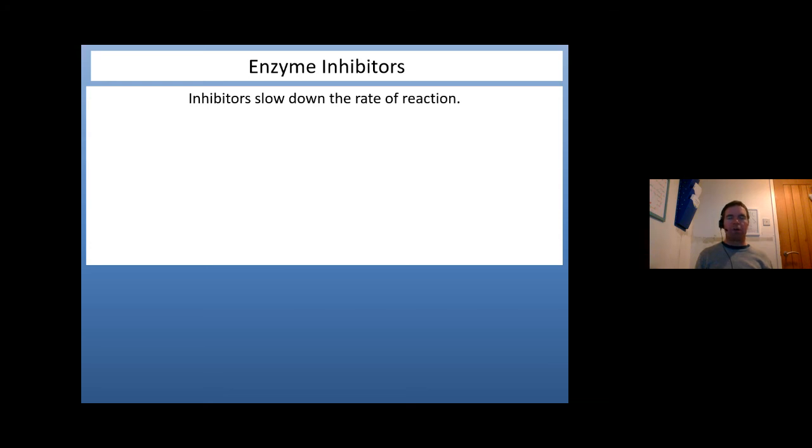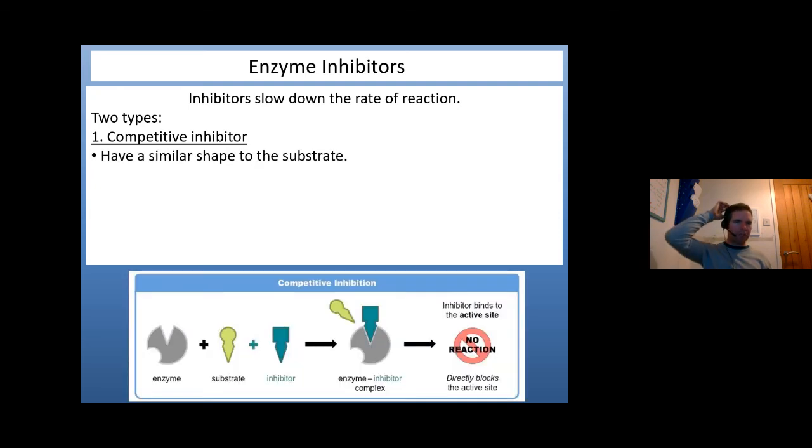So what do they do? They slow down the rate of reaction, and the way they do that is they interfere with the way the enzyme works. There are two types, starting with a competitive inhibitor. The details here are going to be important. It's quite common to be asked, what is meant by a competitive inhibitor? So how does a competitive inhibitor work?